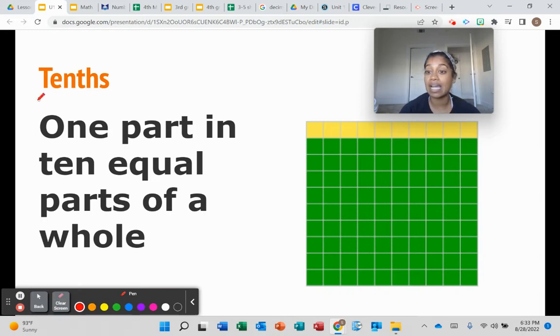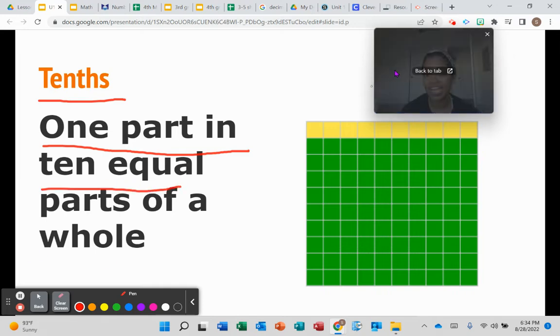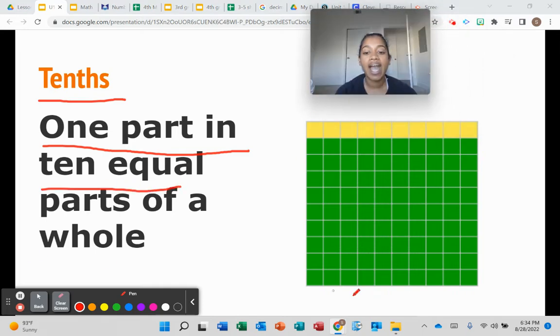Tenths is a type of decimal, and it is one part in 10 equal parts of a whole, right? So when we have our whole right here, and this yellow strip is showing me, okay, this is 1/10 because I have 10 strips. I have 10 of these pieces. So I have 1/10 when I'm highlighting this yellow portion. So a tenth is when we take a whole number and cut it into 10 equal pieces.